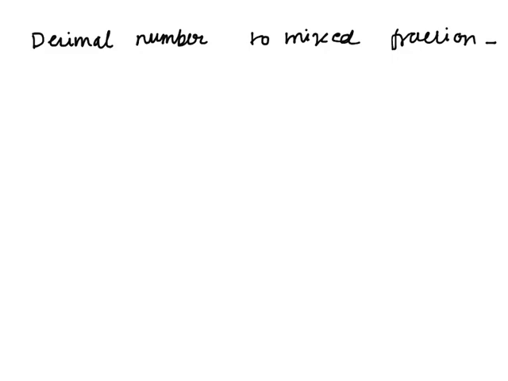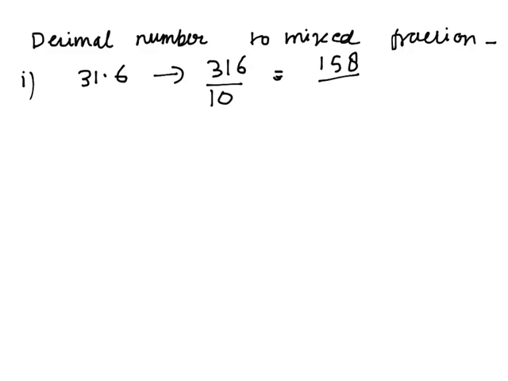Next we have to convert the decimal number into a mixed fraction. Suppose we have 31.6. So in the normal fraction form, how can we write it? As 316 by 10. And till now we are leaving our answer here only. Now the question demands we change it into a mixed fraction. So to do this, first of all we change it into the simplest form. Both have the common factor 2. When we divide numerator and denominator by 2, we get 158 by 5.